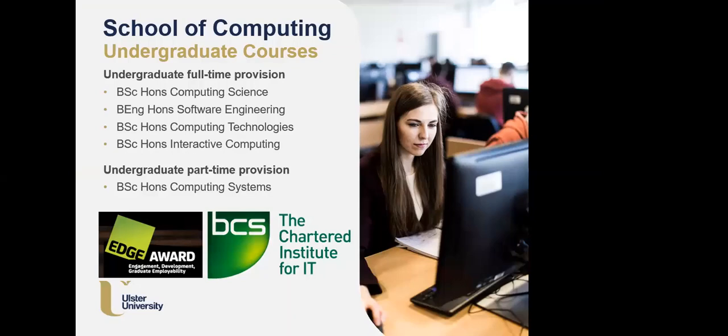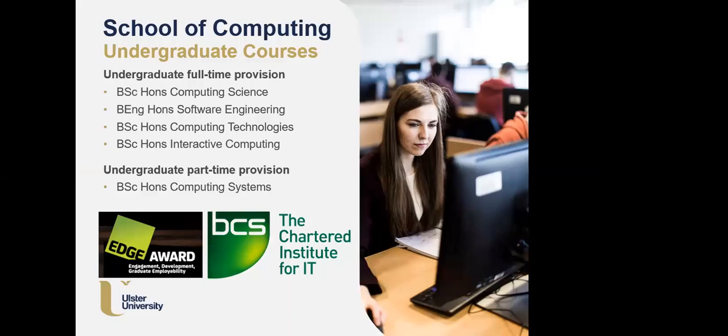We have an undergraduate course in computing technologies, which focuses on, I would say, the systems view of computing and the architectural view of computing. And our final full-time course is in interactive computing. So this is obviously more engaged in the development of the user experience, user interfaces, how humans and machines can be put together and how that interaction can be improved.